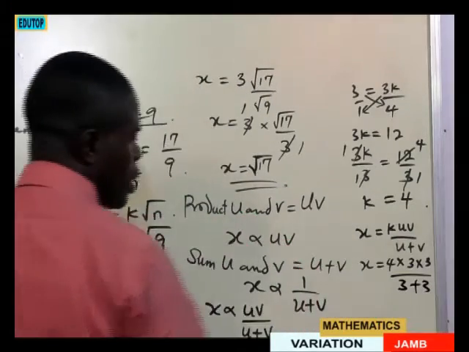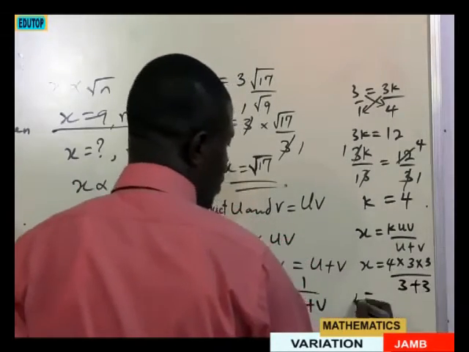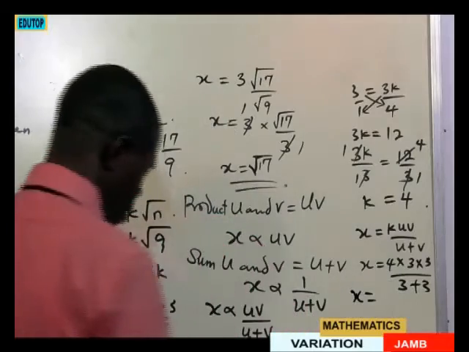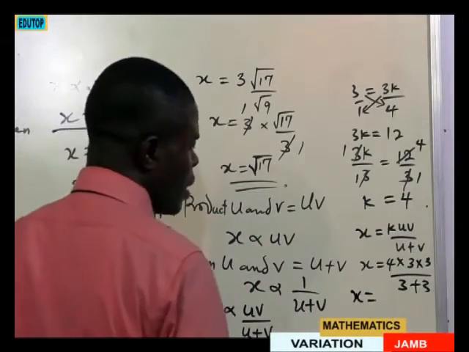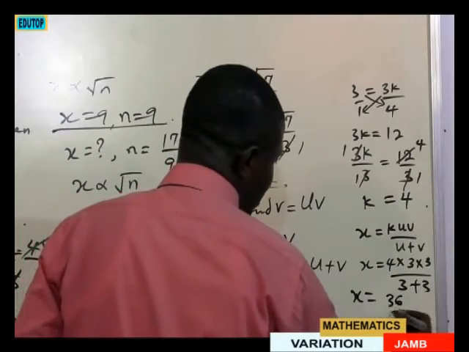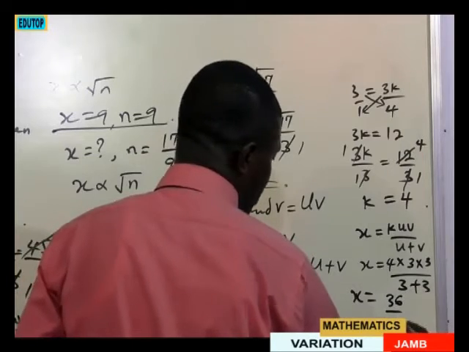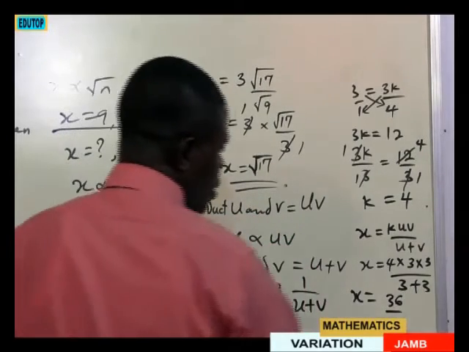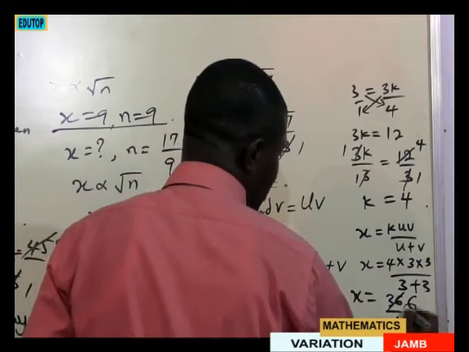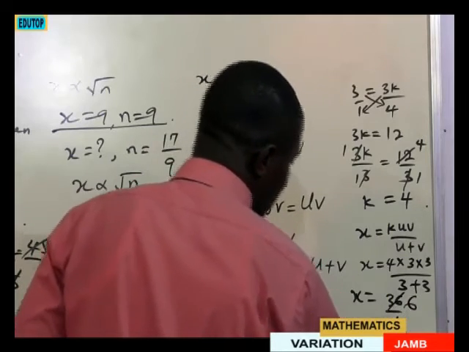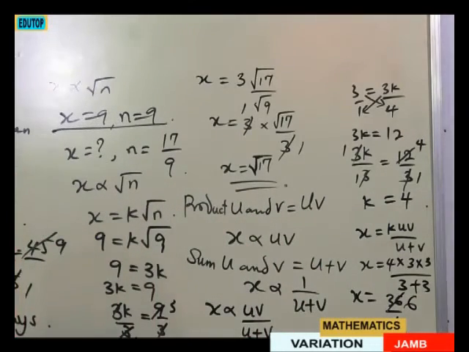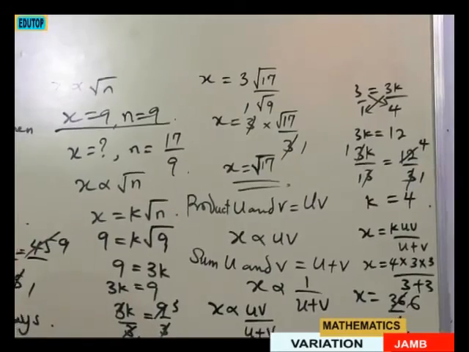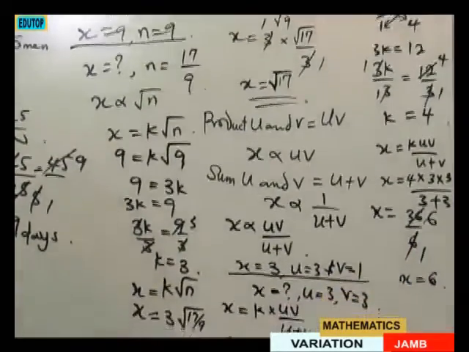So 3 plus 3. We have 4 times 3, 12. 12 times 3, that is 36. 36 over 3 plus 3, 6. So 6 here goes into 36 six times. So our X will now be 6. That means the answer to that question is 6. That is option D. We just click on our D and we move on.